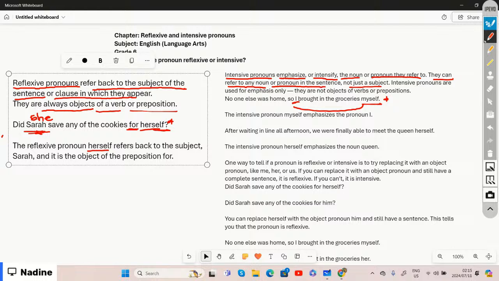Because since nobody was there, he didn't have a choice but to do it himself. So now he's saying that I brought the groceries myself, which means that the intensive pronoun, myself, puts emphasis on the word I. All right. So the intensive pronoun, which is myself, puts emphasis on the pronoun I.